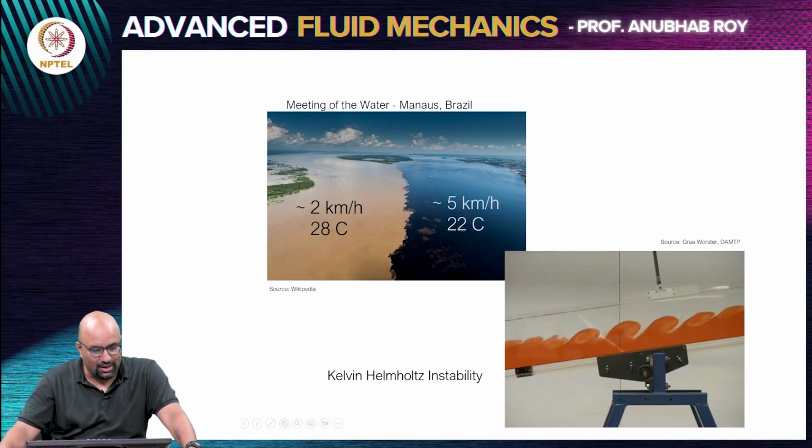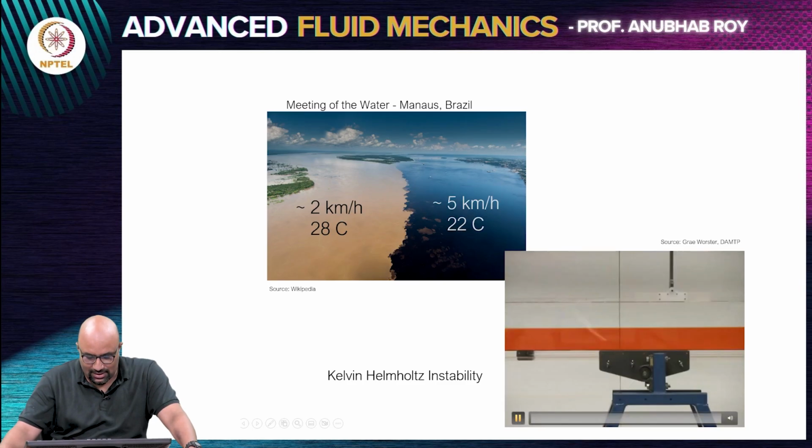This is the meeting of water in Manaus, Brazil, where you can see 2 rivers of very distinct color moving with very distinct speed. They have very distinct temperature, and the color obviously comes from the silt content that is there, and the interface is nicely curling up. This is an experiment to look at the Kelvin-Helmholtz instability.